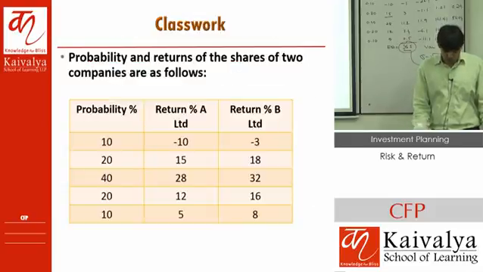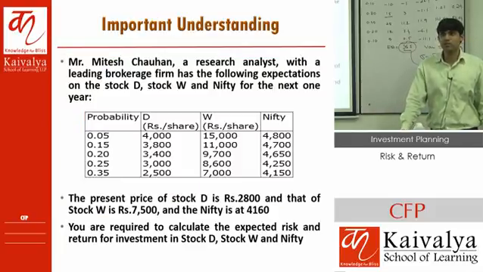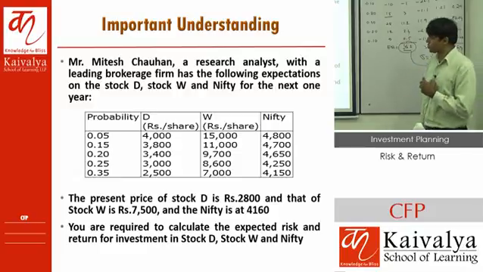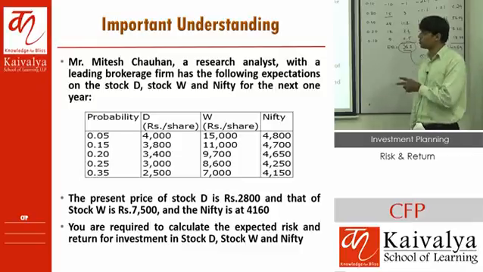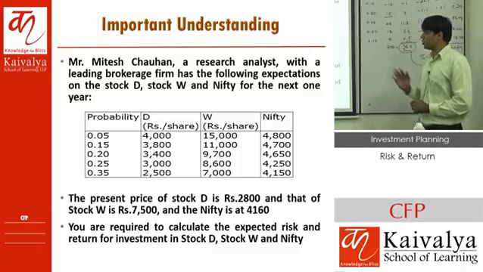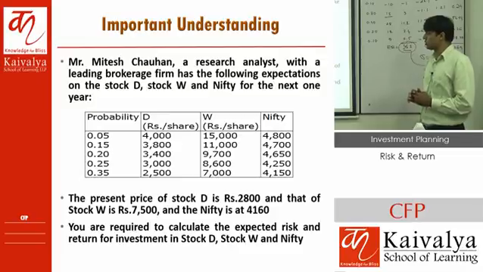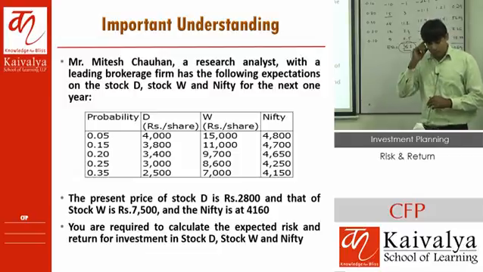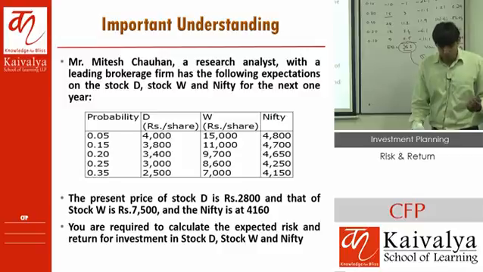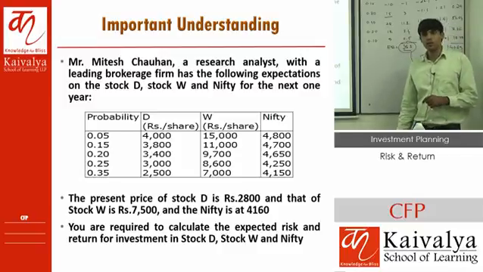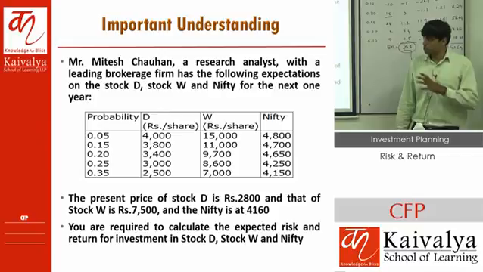There were smaller numbers, here it is big numbers. Is that the difference? Exactly. So here we are given prices, not the returns. So these have been the different prices with their expectations given for both the stocks and Nifty. Now present price of the stock D is 2800 and that of the stock W is 7500 and for Nifty it is 4160. Now what do we do is we have to calculate standard deviation for this particular data.